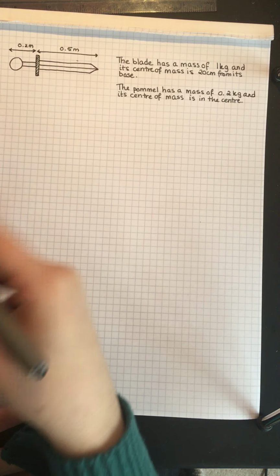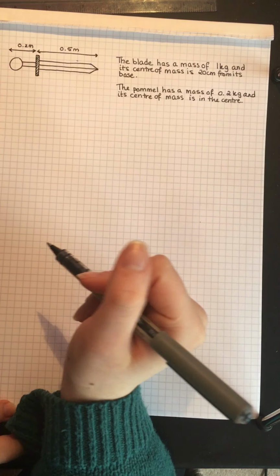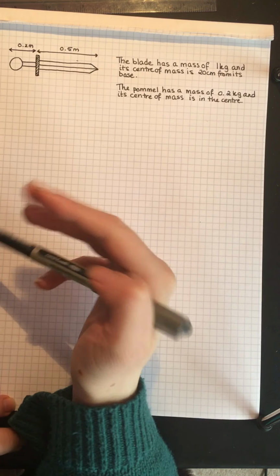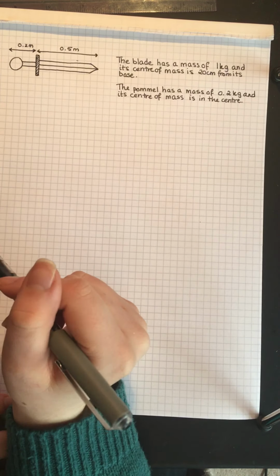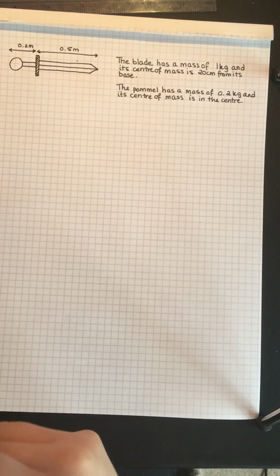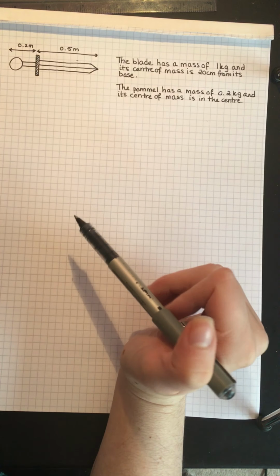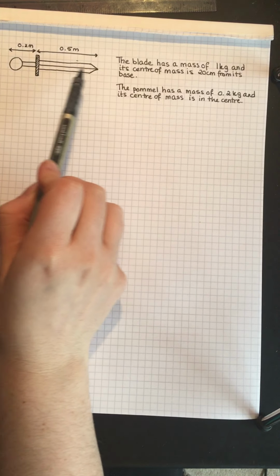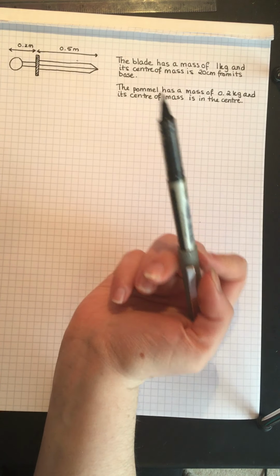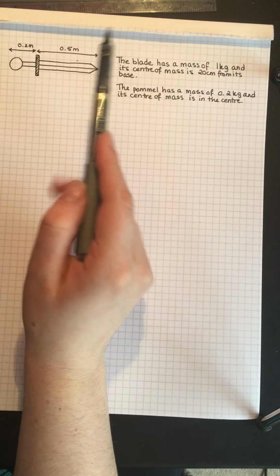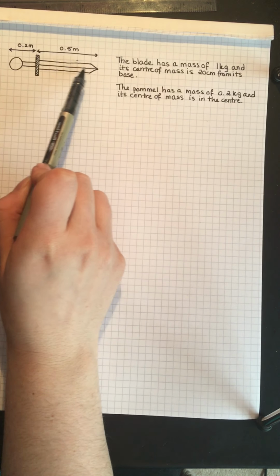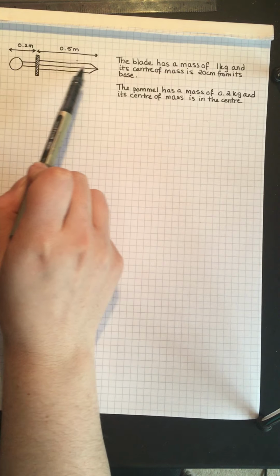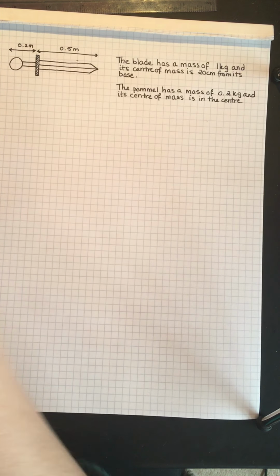Okay, so in this video I'm going to show you a simple example of how to find the centre of mass of a composite body, which means a body which is made up of more than one part. Now this might initially seem quite complicated, but if you have got a symmetrical body, so this sword that I have drawn is symmetrical along this line, or would be if I had drawn it accurately.